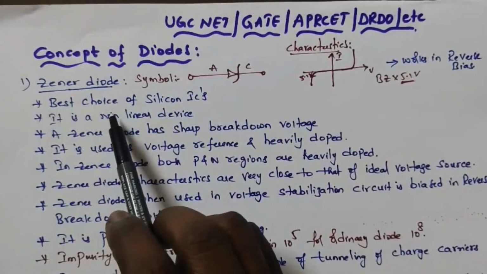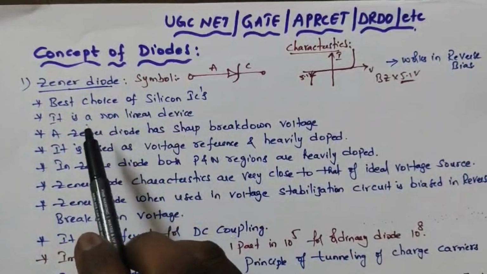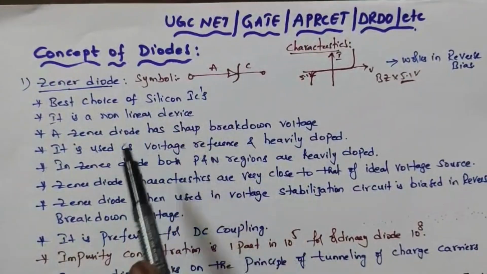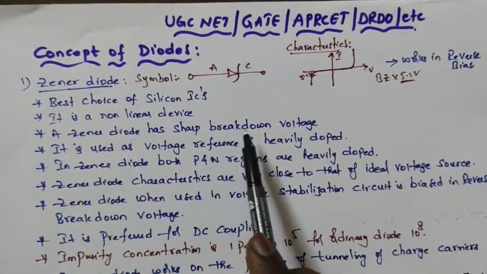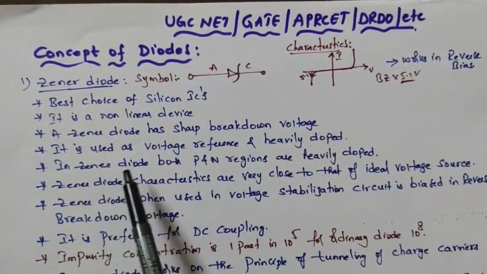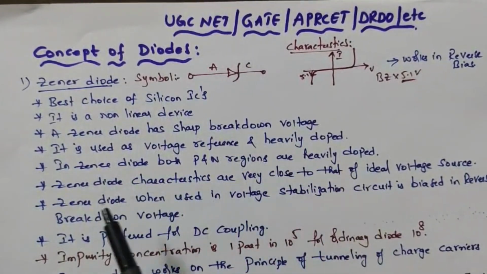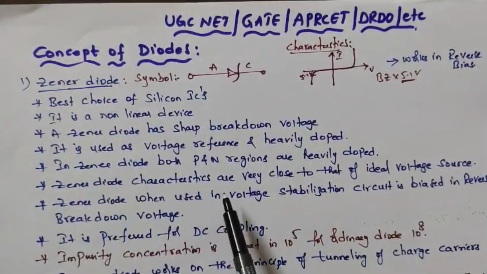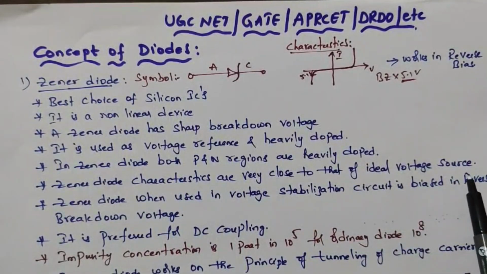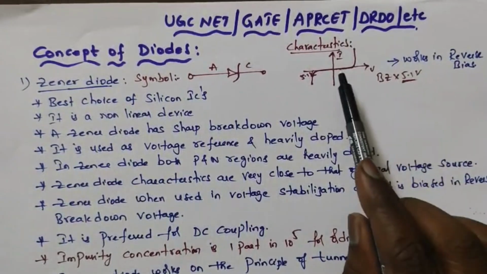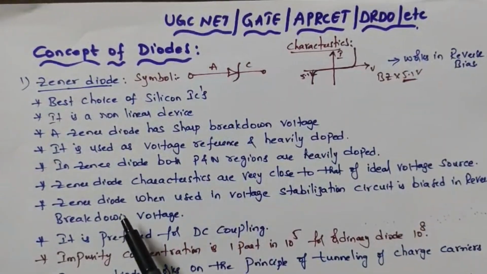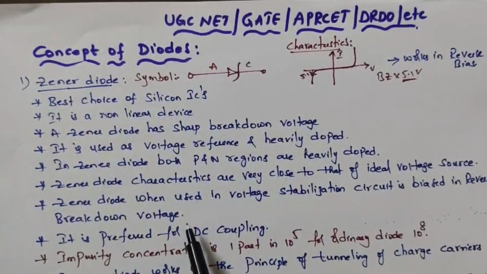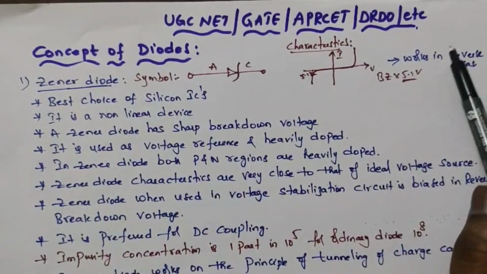It is the best choice of silicon ICs rather than germanium. It is a non-linear device, and a Zener diode has a sharp breakdown voltage, and it is used as voltage reference and heavily doped. In Zener diode, both P and N regions are heavily doped. Zener diode characteristics are very close to that of ideal voltage source. And Zener diode, when used in voltage stabilization circuit, is biased in reverse breakdown voltage. Okay, these all are the common points which work in the reverse bias.